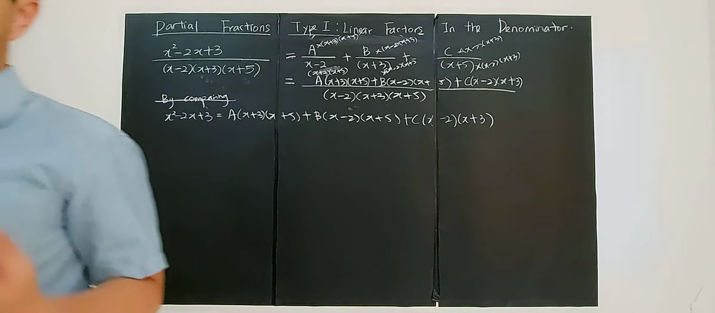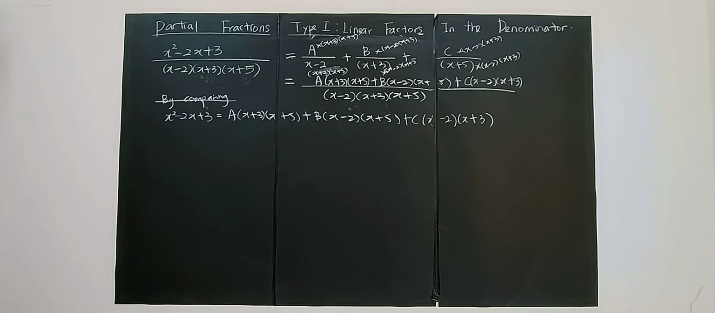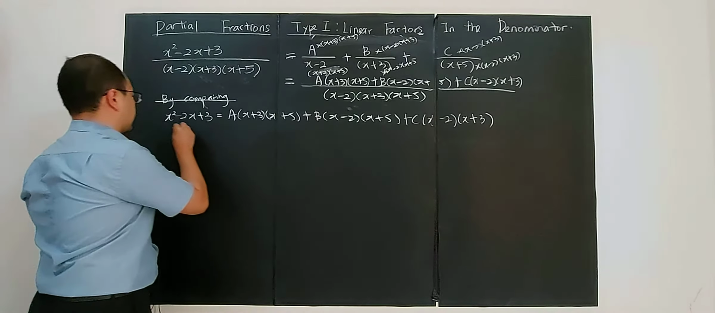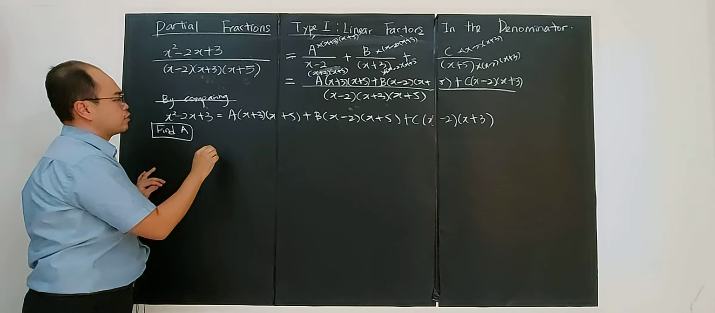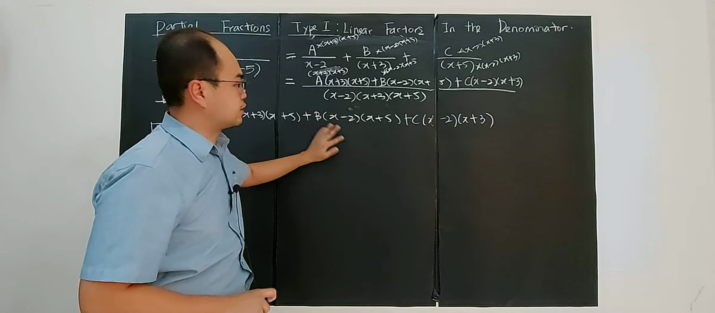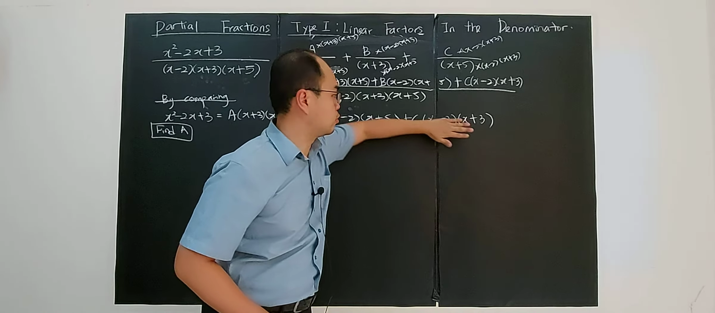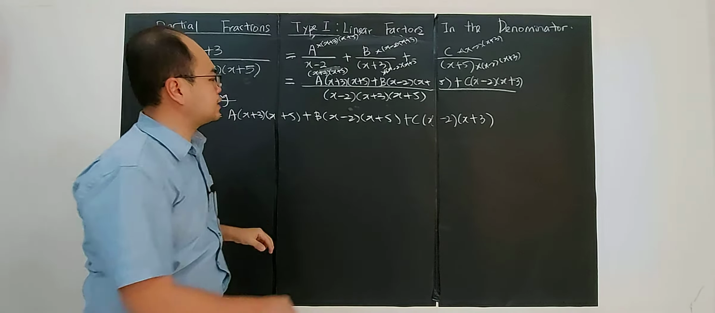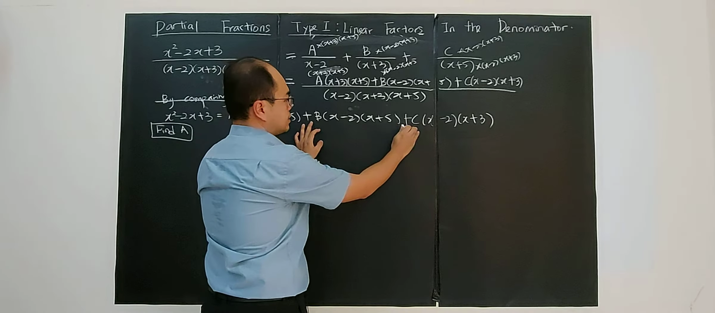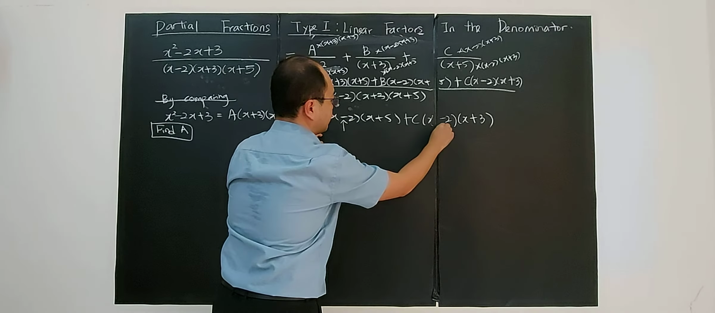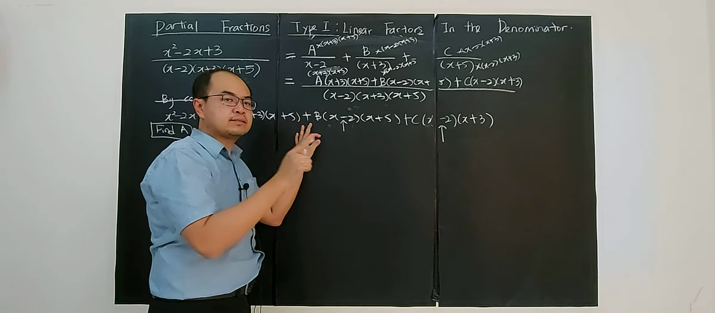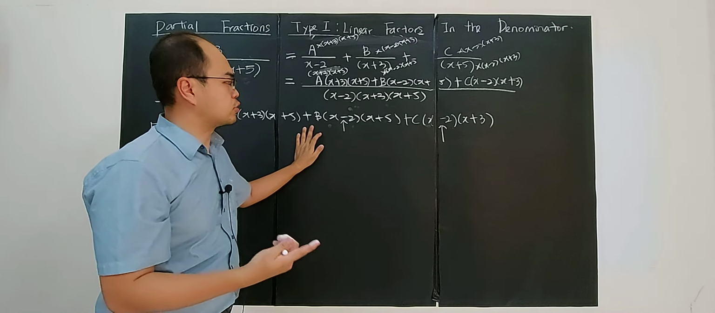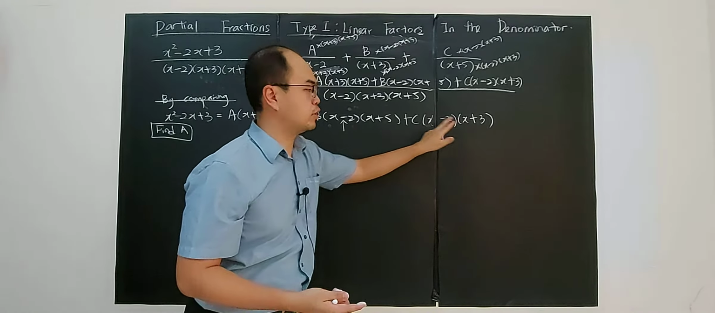We will use the same technique as in the example just now. If you want to find A, we have to do it slowly. To find A, you have to make the second term and third term become 0. Let's look at B and C. They have a common factor: this has x minus 2, and this also has x minus 2. If you put x equals 2, these two are the same.